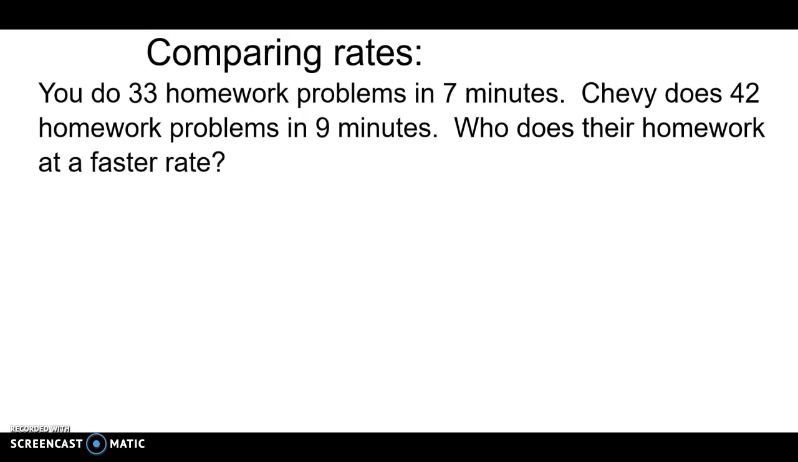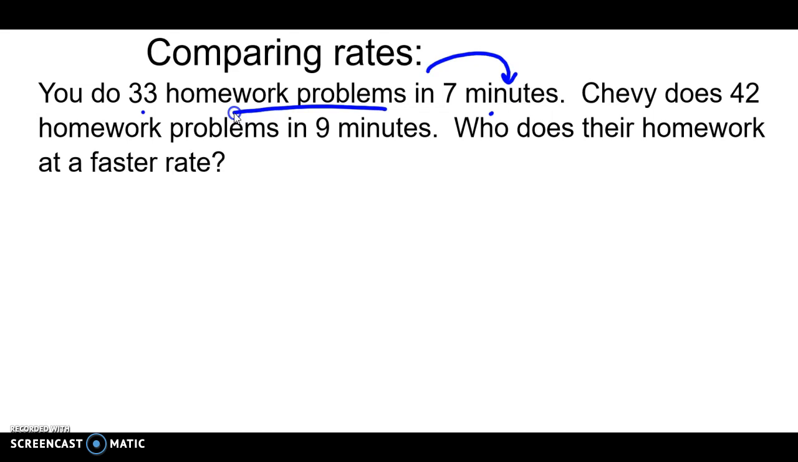So here's a problem that says you do 33 homework problems in 7 minutes, or Chevy does 42 homework problems in 9 minutes, and who does their homework faster? So again, we're going to be finding the rates and then picking which one is better. So before we set this up, we need to think about which way makes more sense. Would you think about this problem, the rate that you want to find? Do you think it makes more sense to find homework problems per minute, or how many minutes it takes to do each homework problem? Now, in this case, it really could go both ways.